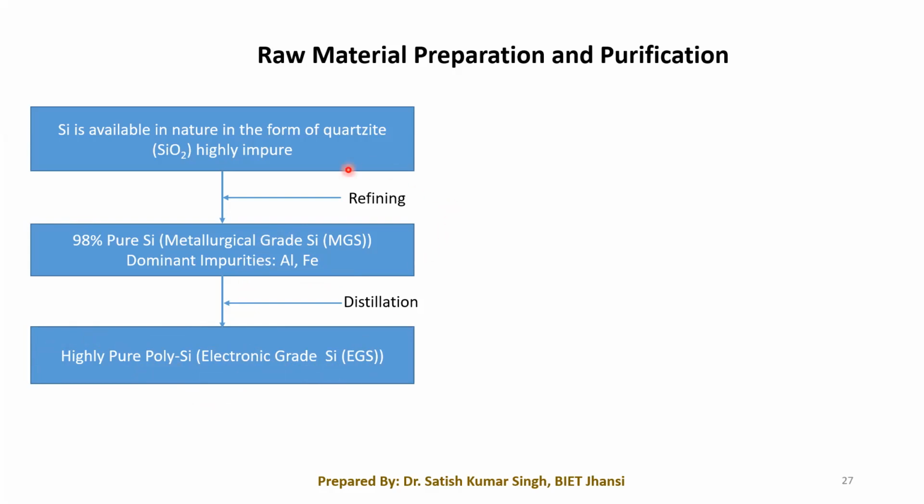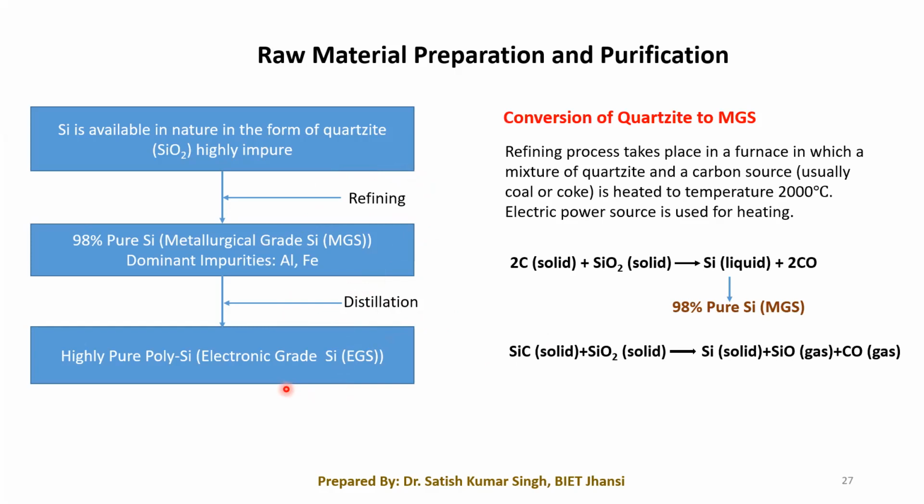First we have to do the refining, then we go for the distillation process. So what we are saying is, this quartzite, which is SiO2, needs to be converted into MGS, your metallurgical grade silicon, which is 98% pure, and contains aluminum and iron as the dominant impurities.